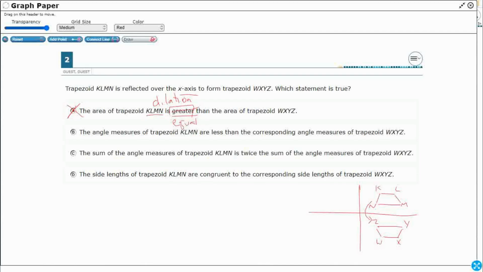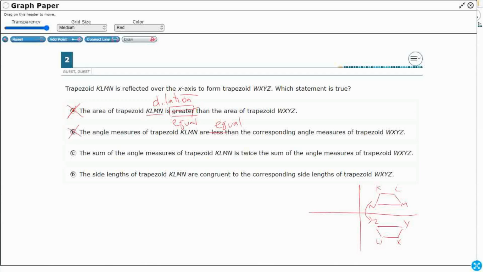The angle measures of trapezoid KLMN are less than. No, even if you were to dilate it, if you grow it or you shrink it, the angle measures stay the same, right? When you're reflecting it, everything stays the same. You're just changing the orientation of it. But the angle measures, even if you dilate it, are going to be equal.